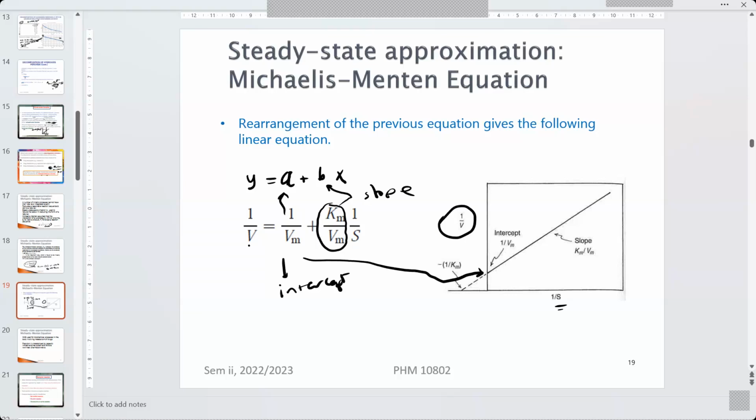Okay. And if you extend this on further, you can get the value of Km. This is 1 over Km.